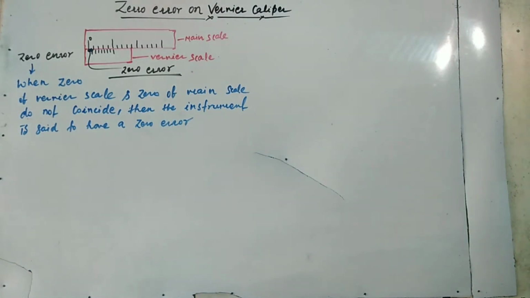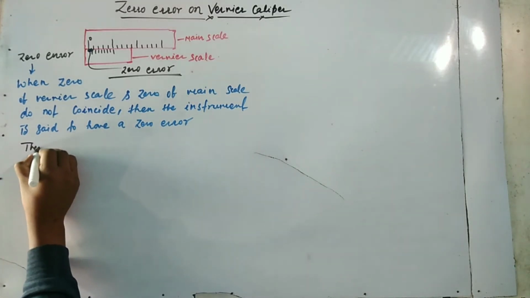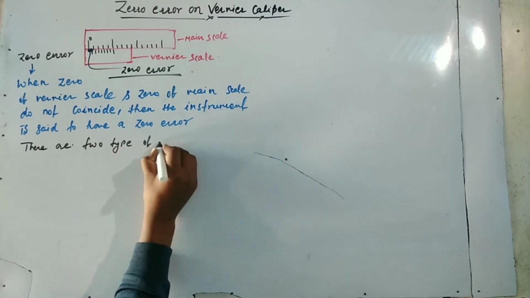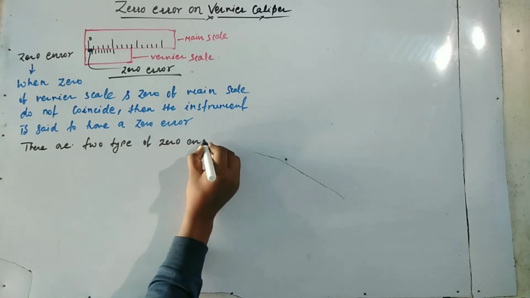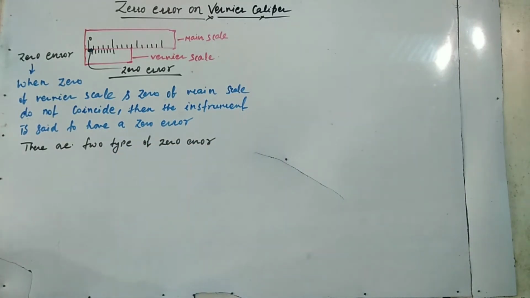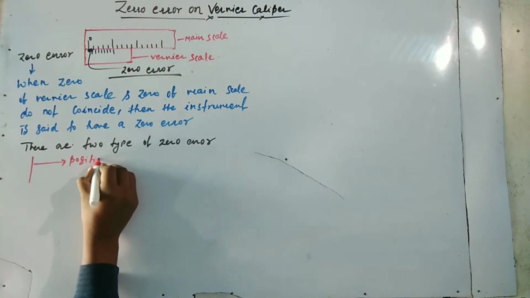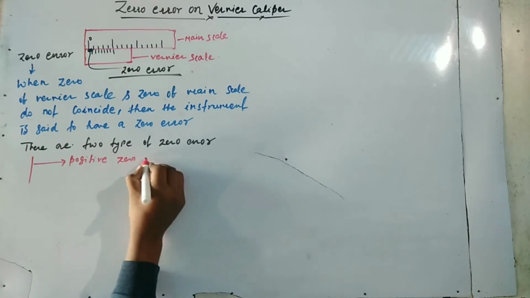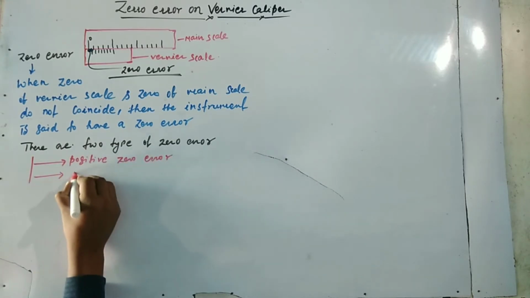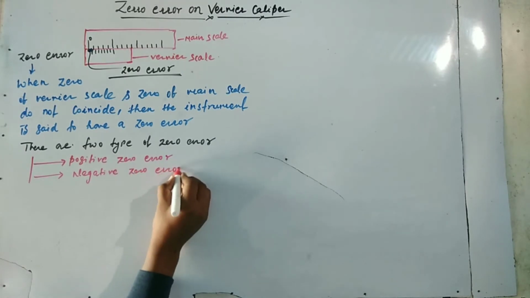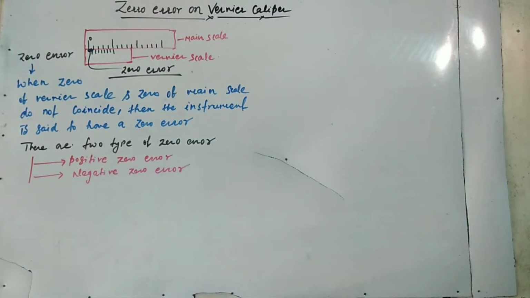There are two types of zero error found in vernier caliper. The first is positive zero error and the second is negative zero error. What is positive zero error?